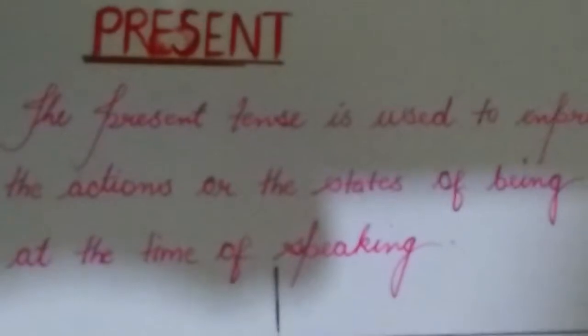Tense is divided into 3 parts: present tense, past tense, and future tense. The present tense is used to express the action or the state of being at the time of speaking.